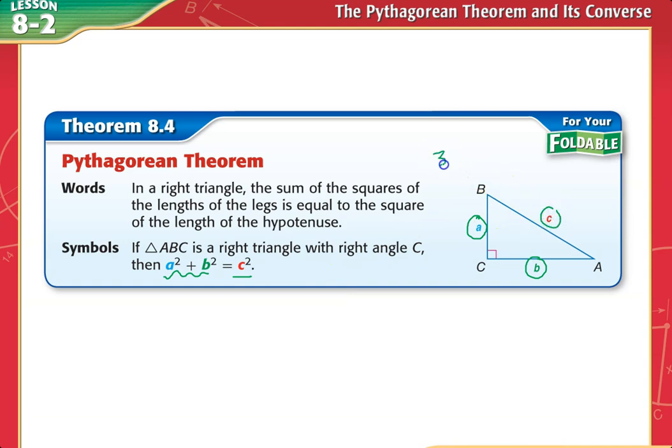Example would be like a 3, 4, 5 right triangle. 3 squared is 9, 4 squared is 16, and if you add those together you do get 5 squared, which is 25.